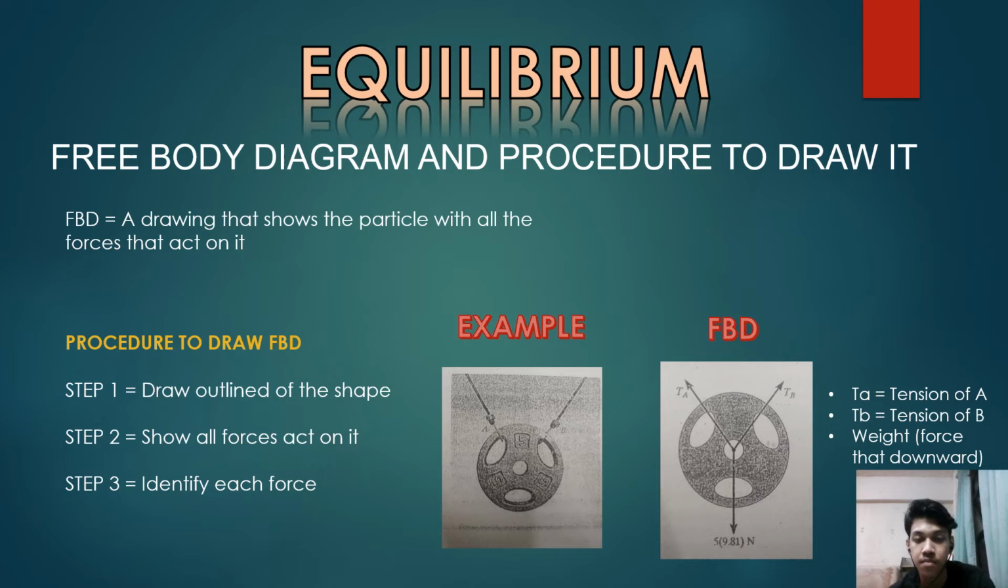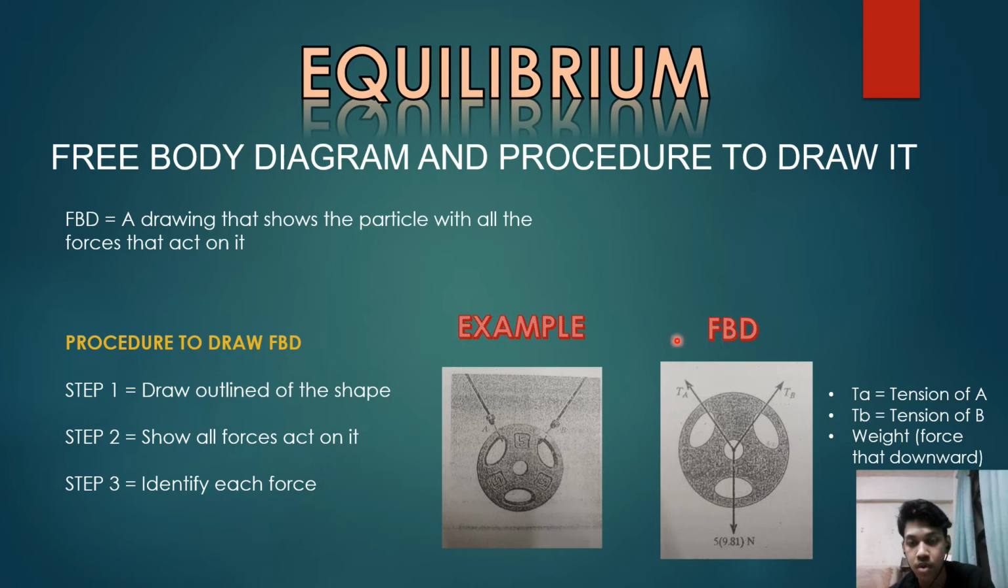So right here I have one example, which is this picture. We can say that this is a ring that is attached to two strings, which are the A string and the B string. So from this picture or diagram, we can transfer it to a free body diagram.